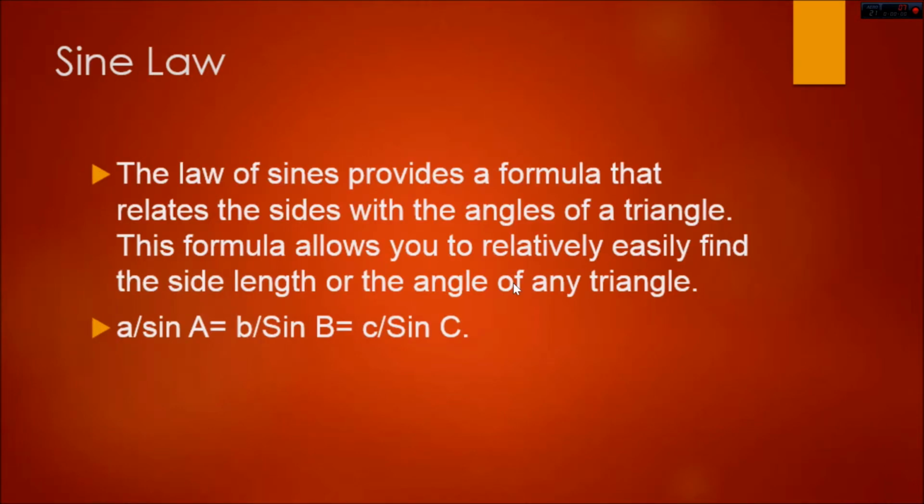The law of sines provides a formula that relates the sides with the angles of a triangle. This formula allows you to relatively easily find the side length or the angle of any triangle. The formula is a divided by sin A equals b divided by sin B equals c divided by sin C.